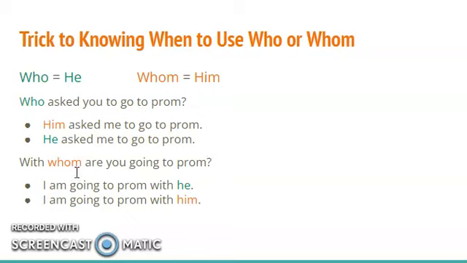Now let's look at the next one. This is also the trick. With whom are you going to prom? Would you say I am going to prom with he or I am going to prom with him? Okay, if you respond with him, replace it with him, then we know whom equals him. And so that's the trick that I found super helpful for understanding when to use who versus whom. And hopefully this will help you out in your pronoun endeavors.